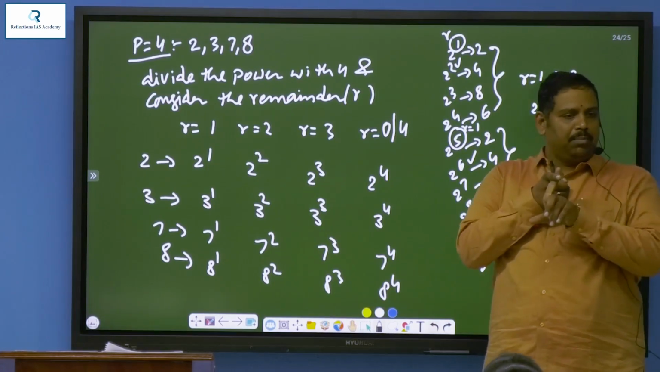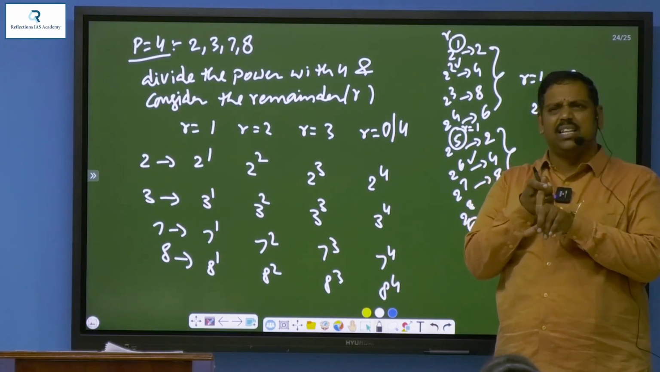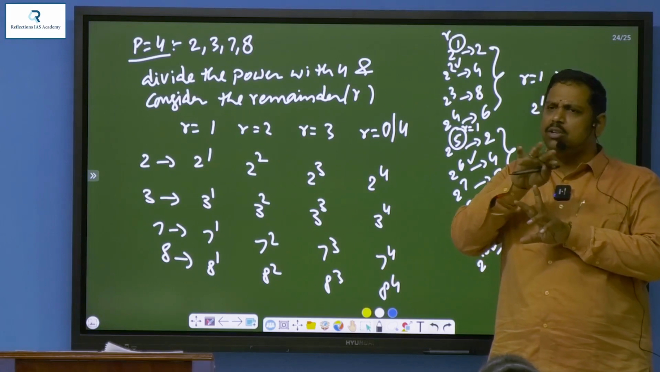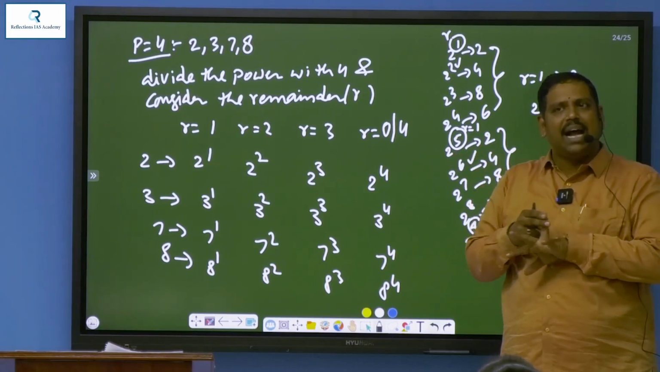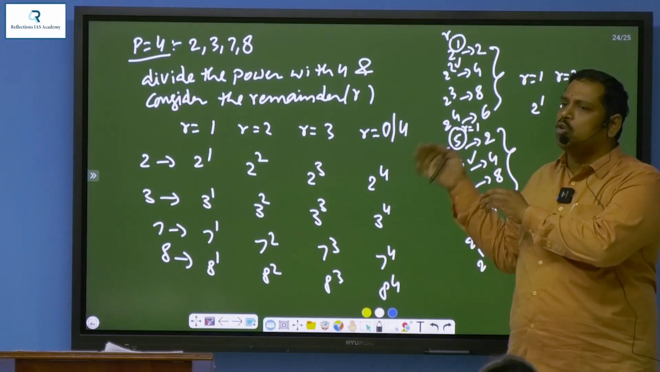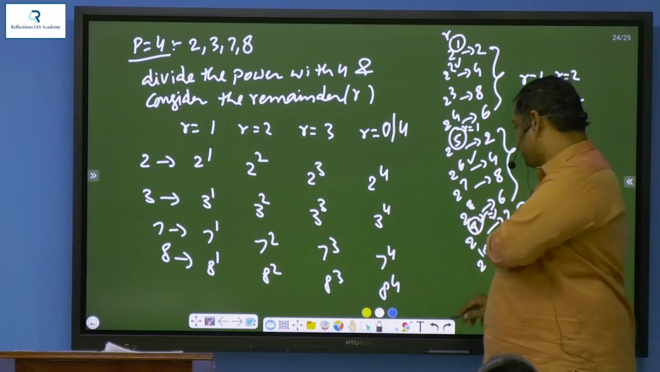So periodicity 1 is very easy. Periodicity 2 is also easy only. Periodicity 4 has some concept to learn. That's why we have to practice. Shall we do one example? Okay, good. See here.